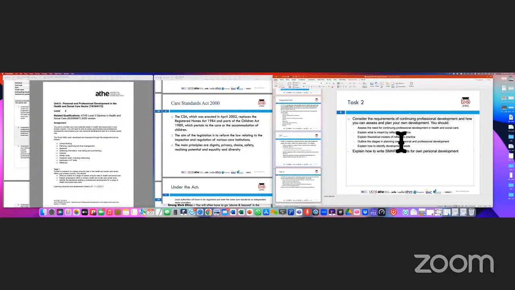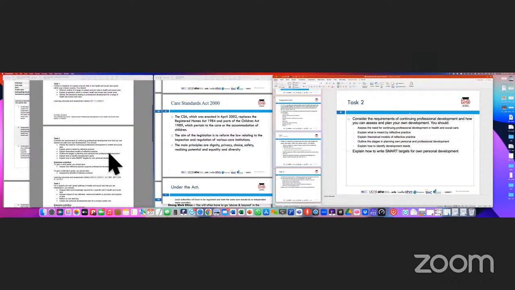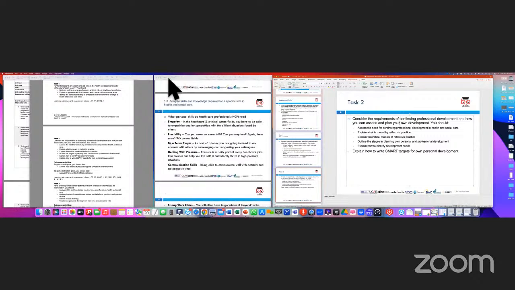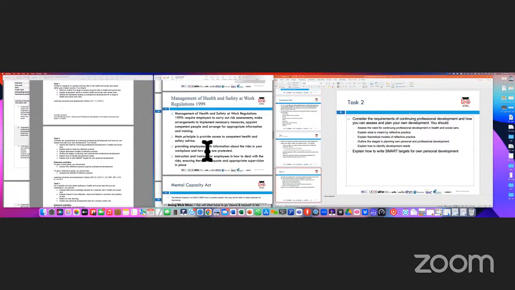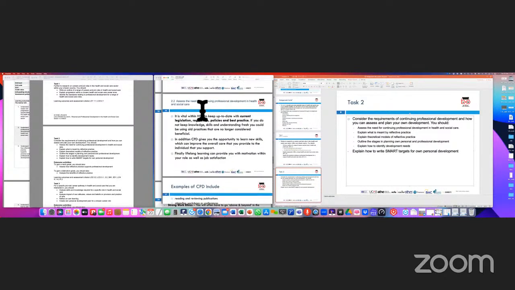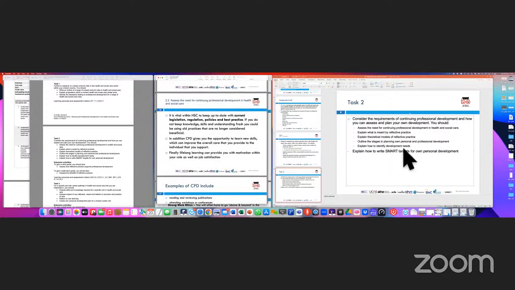Okay, now if you look at task 2, there are a couple of assessment criteria that we have to discuss in task 2, and it talks about the need for continuous professional development. When we talk about the need for continuous professional development, this is something that we have covered primarily in our presentation for Learning Outcome 3, because this generally corresponds to Learning Outcome 2, and it corresponds to criteria 2.2.